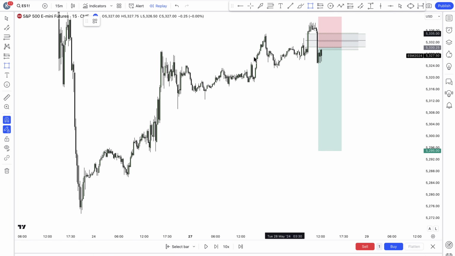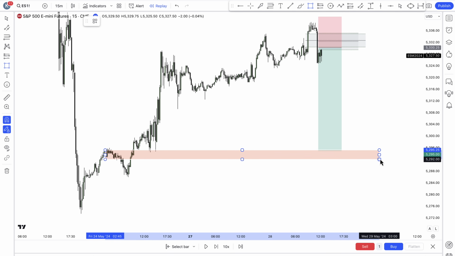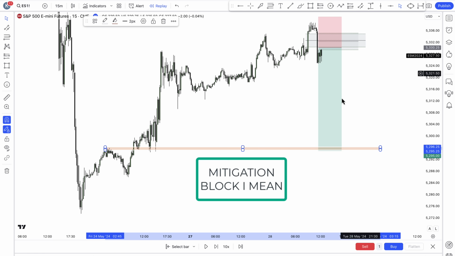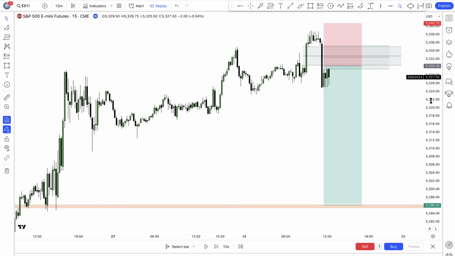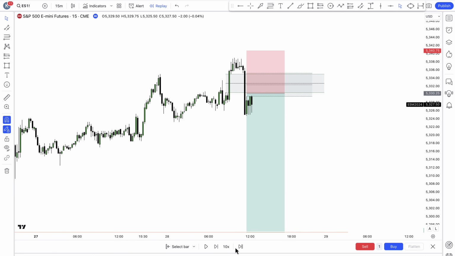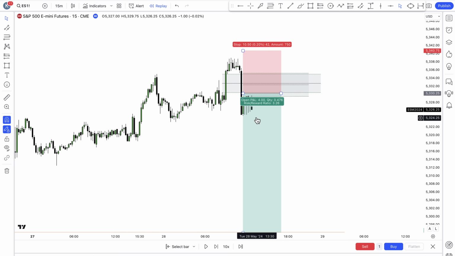Okay, I have a breaker here. So this breaker could be a nice place for taking profit also. This is one example out of the so many examples I will show you. So if I play out this now, you see price is moving.